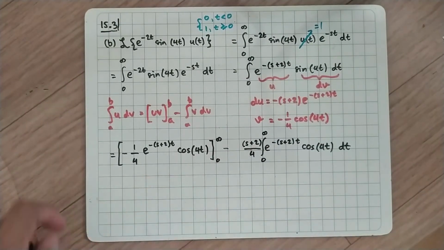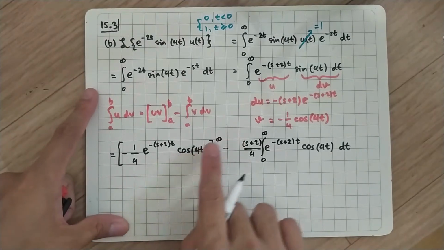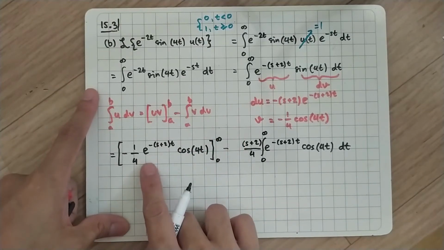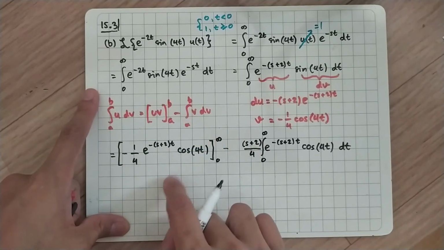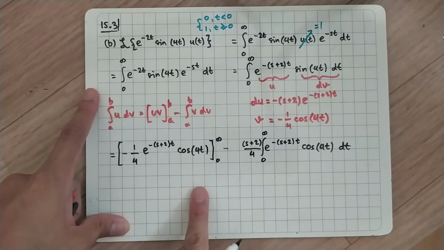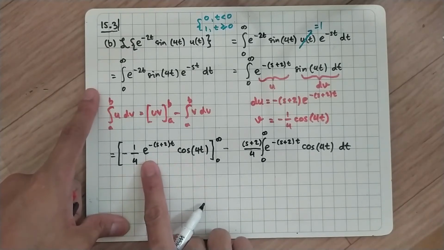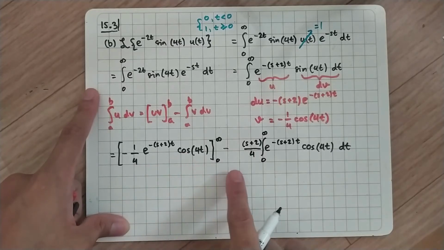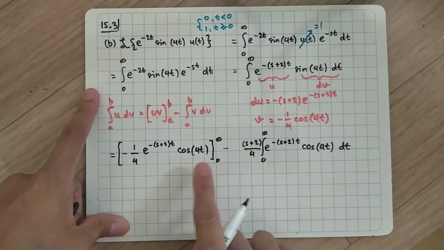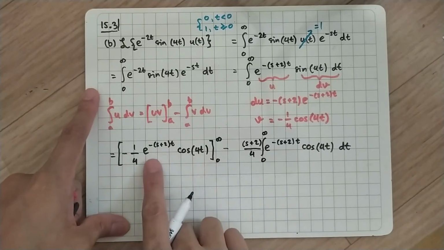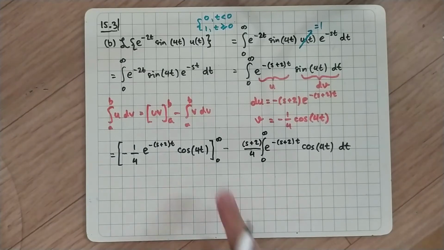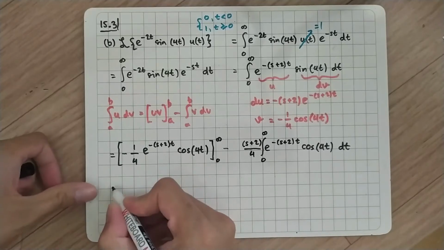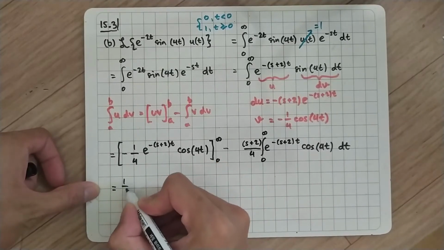Now let's evaluate this. This will become 0 at infinity, because this e term, e to the minus infinity, is 1 over e to the infinity, and 1 over infinity is 0. So 0, and then minus. When t is 0, this will equal 1, and this also equals 1. So 0 minus minus 1 multiplied by 1/4. So this all will get us 1/4.